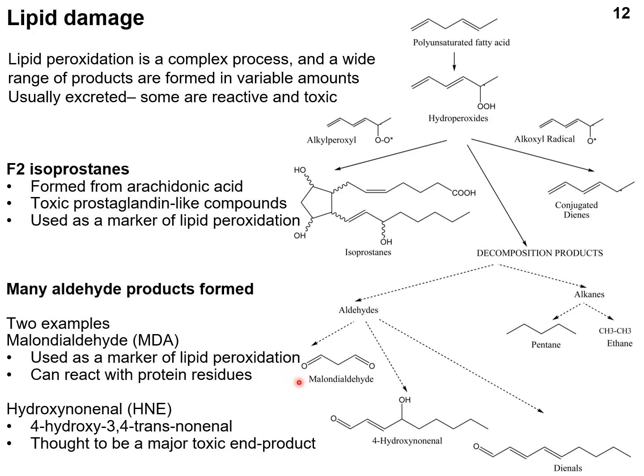One of the other things I would say about this compound is it can also react with protein residues to form a protein carbonyl. And the last compound that's of interest to us is hydroxynonenal. It's thought to be a major end product, and it's also considered to be toxic to cells. Again, there are a number of assays that can be used to detect hydroxynonenal, or HNE for short.